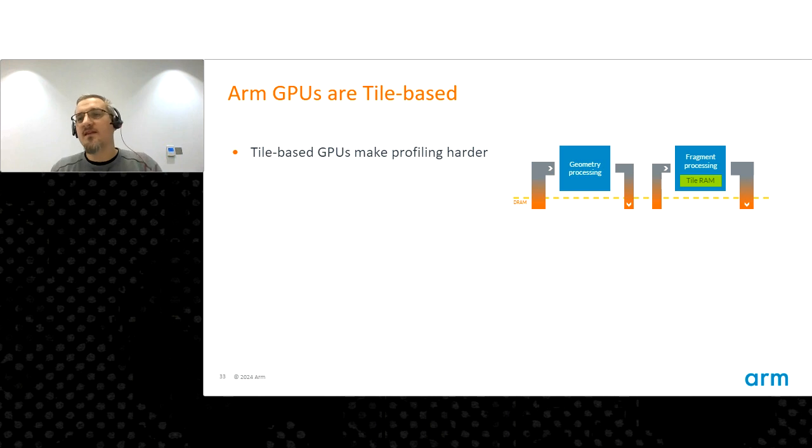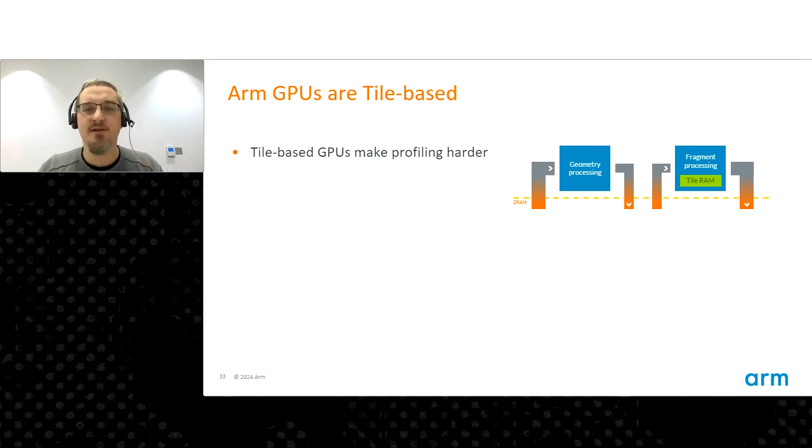And the reason why we think this is really important is that ARM GPUs are tile-based. So we process draw calls as two pieces. We do the geometry processing for each image first, work out which triangles contribute to which screen space tiles. And then we fragment shade individual tiles to completion. That stays inside the tile memory. This is what gives tile-based GPUs really good fragment efficiency.